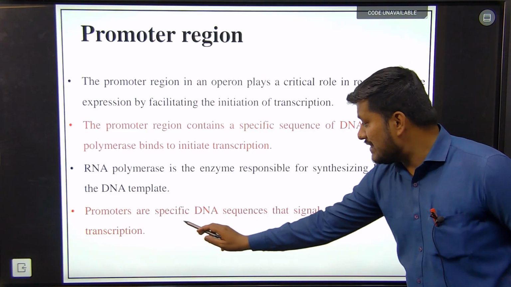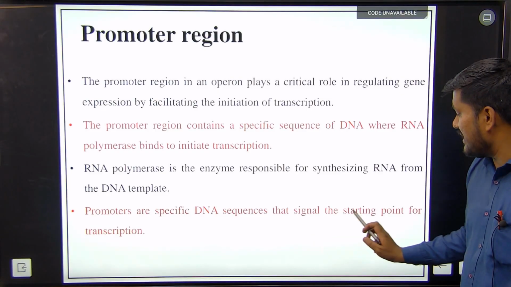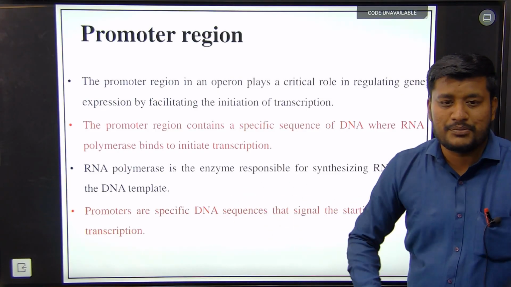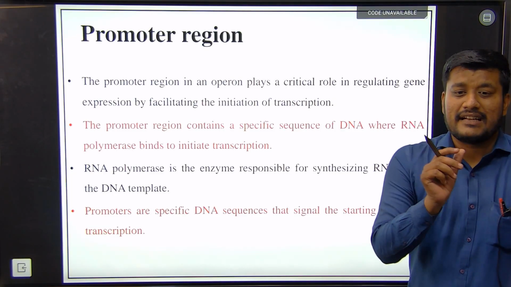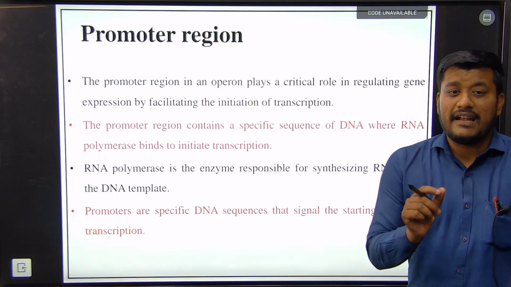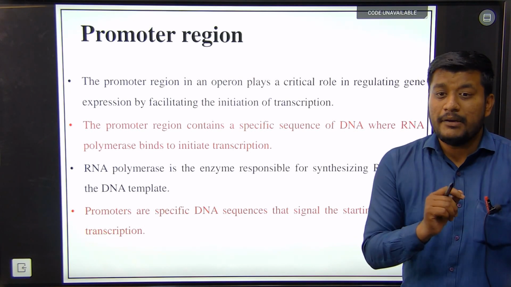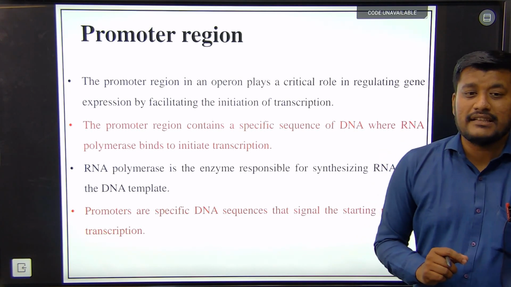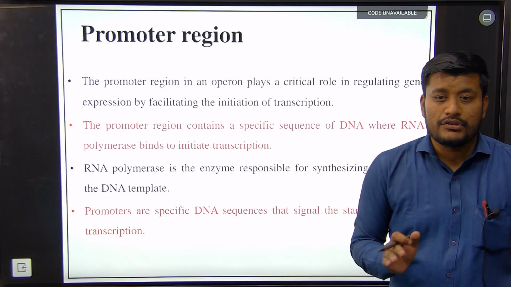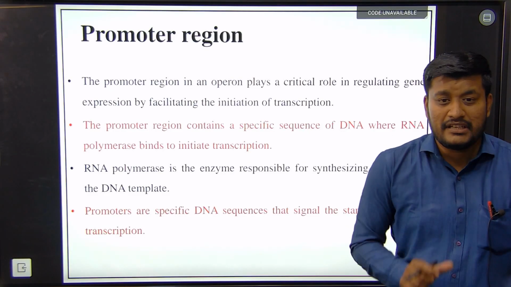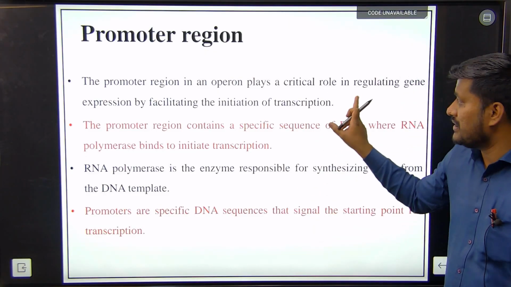So promoters are the specific DNA sequences that signal the starting point for the transcription. So when there is a promoter region in the bacterial cell, there are some sequences which can work as a signaling molecule for the RNA polymerase. The signaling molecule in the sense that when RNA polymerase comes, it will bind onto the promoter region at a specific sequence. This is the mechanism and this is the function of the promoter region.